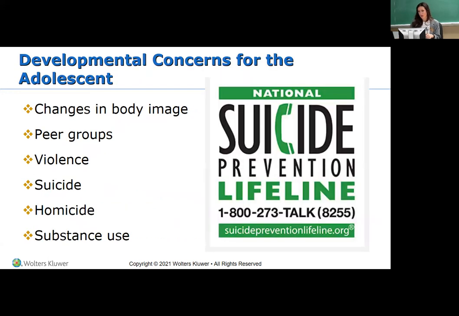Keep them interested. So there are some developmental concerns for the adolescents that occur: they will have changes in their own body image.